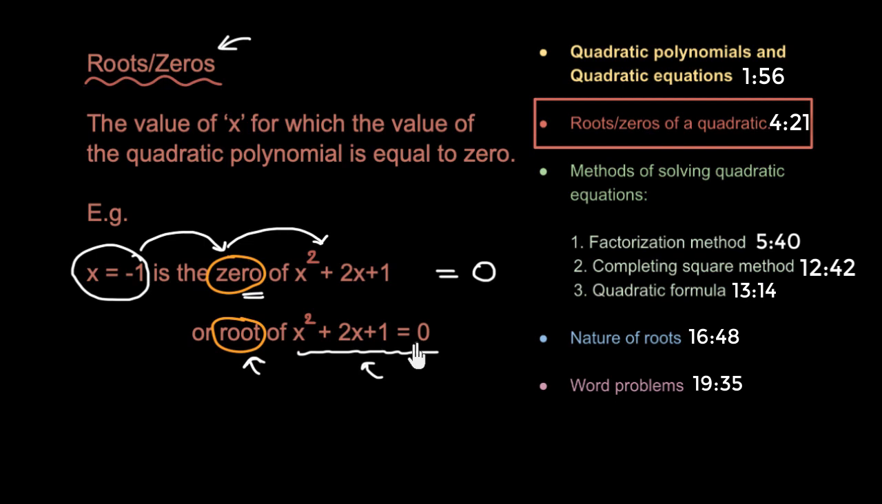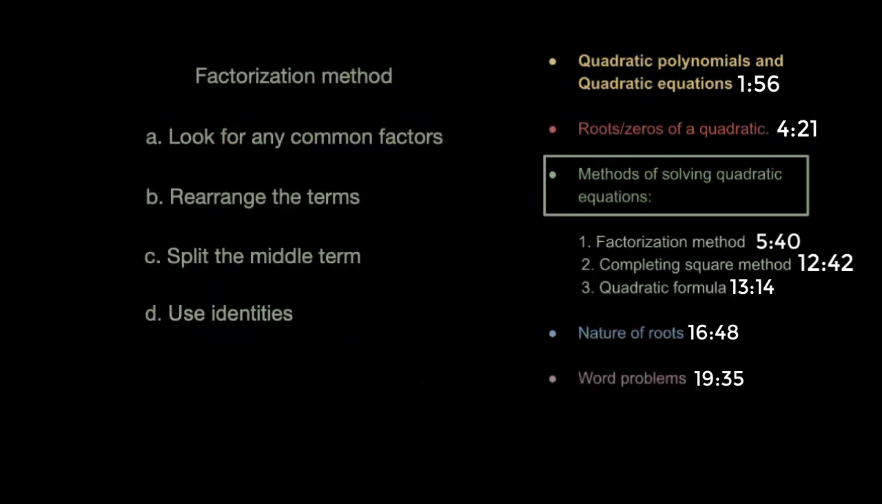Now once we know what roots are, let's see how can we actually find the roots. How can we actually solve this quadratic equation? Let's start with factorization method to solve a given quadratic equation. In other words, let's see how we can factorize a given quadratic equation to get to the roots of the equation. So whenever you need to factorize, always look out for these four things. These steps here would help you in factorizing given quadratic equation.